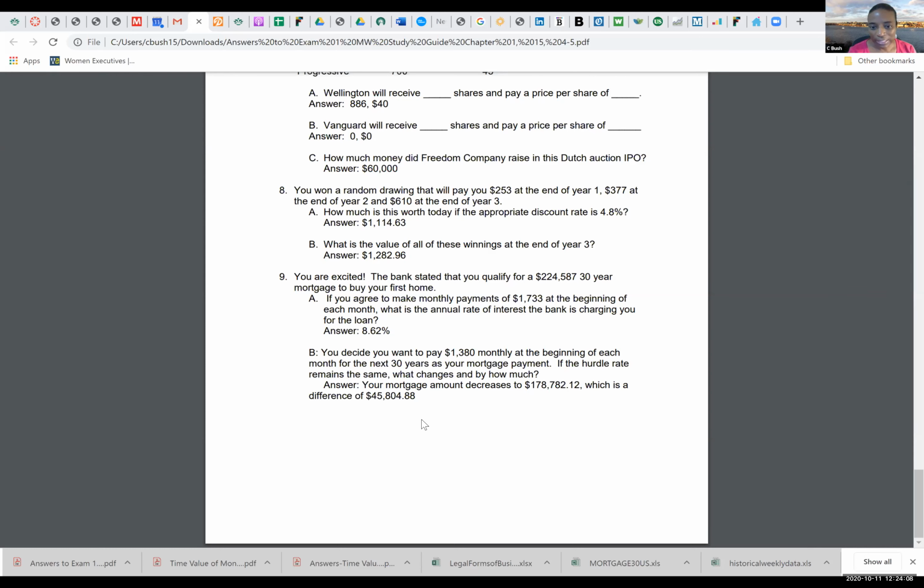So then the question says, what changes and by how much? So if I change the payment, and keep the time period the same and the interest rate the same, what's going to change is the amount of money that I can borrow. If I'm paying less each month, I can't borrow the same amount of money. So that means my present value is different.